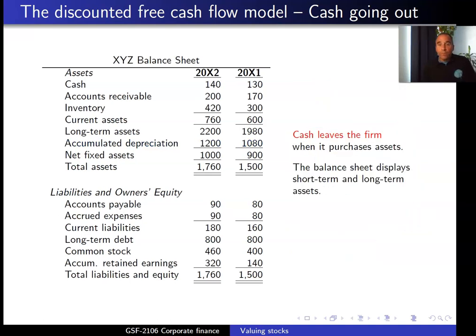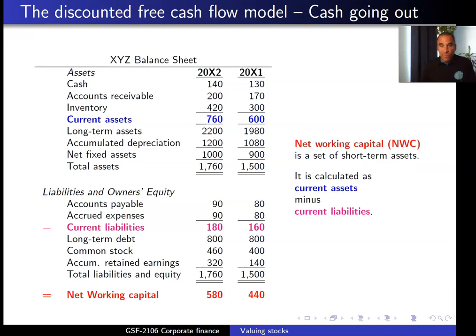Cash leaves the firm when the firm purchases assets. So on the firm's balance sheet, we see short-term assets and long-term assets. If we take current assets and subtract current liabilities, it gives us a measure that we call net working capital. So net working capital, NWC, is a measure of short-term assets. In year 1, the firm had 440 in net working capital, and it had 580 in net working capital at time 2.